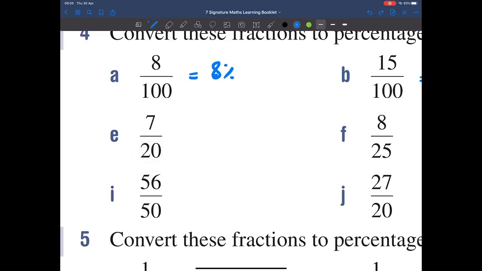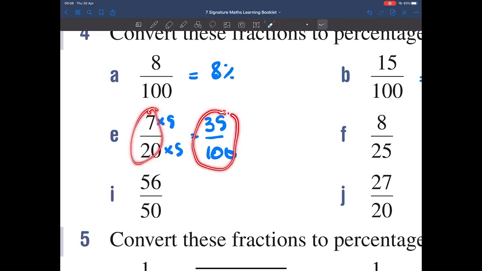The easiest way for me to turn this number into 100 is to multiply that number by 5. And if I multiply it by 5, whatever I do to the bottom, I've got to do to the top. So that'll be 35 out of 100. These two fractions, 7/20ths and 35/100ths, are the same. It's just that this is a bigger fraction, same value though. And then you just read the top number because now we have a bottom number of 100. So it's just 35%.